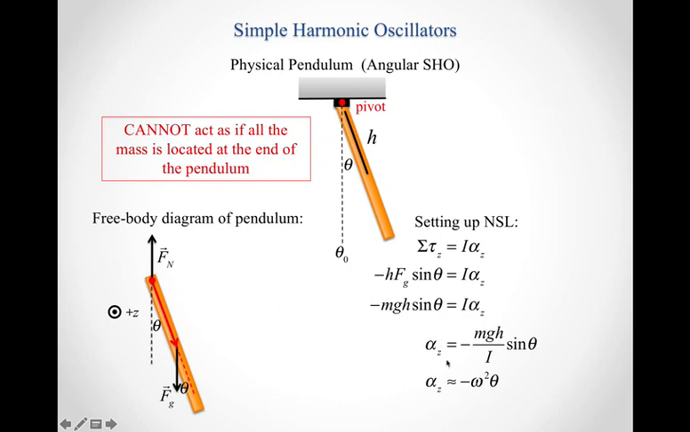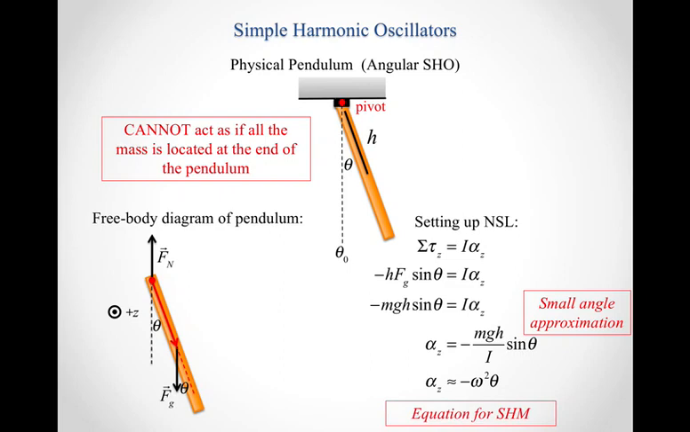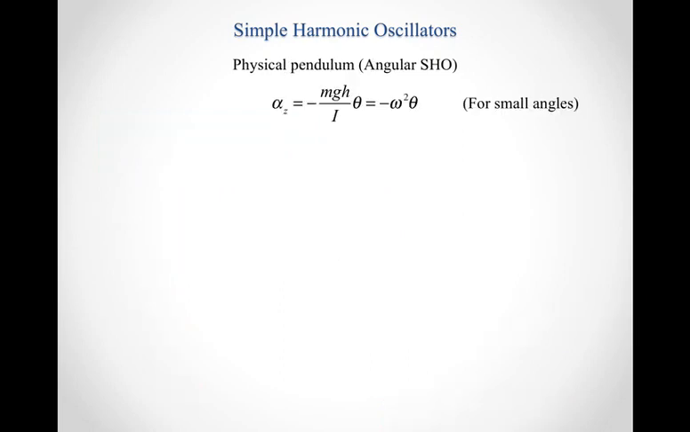Again, I'll solve that for the z component of the angular acceleration. I get negative some big constant times the sine of theta. And so again, if I make my small angle approximation, that tells me that the z component of the angular acceleration is approximately equal to negative omega squared, whatever that constant is, times theta. Because again, it's small angles, theta in radians is approximately the same as sine theta. So once again, I have an equation for simple harmonic motion, and I can use that equation to calculate what the angular frequency and period must be for a physical pendulum.